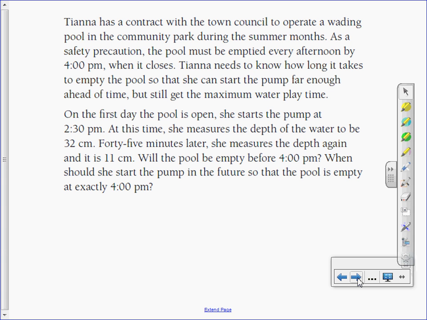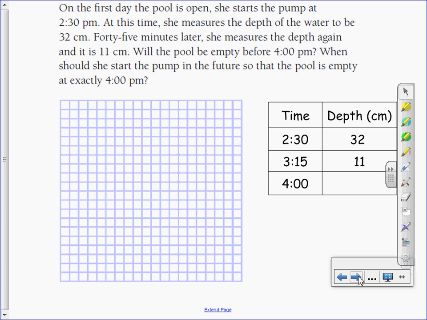This is just another problem. You're going to have to start picking out information from problems. This is about a pool that's emptying, and what we're told is that at 2:30, the depth is 32 centimeters, and as it empties, the depth decreases. So 45 minutes later, it's at 11. And so if it continues at that rate, clearly this isn't possible, but mathematically anyways, we're going down 21 centimeters. If I go down another 21 centimeters in the next 45 minutes, theoretically you're below the pool, but really that means the pool's already empty.